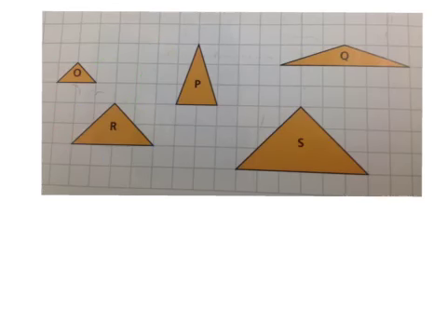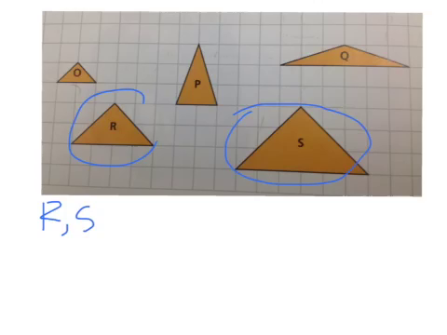There are two more pairs of similar shapes. R and S are also similar. And with this one, the scale factor is not quite as friendly. If we look at the base for R, its base is 4, and the base for S is 1, 2, 3, 4, 5, 6. And then if we compare the height of R is 2, and the height of S is 3. So we have to find the scale factor that relates them.